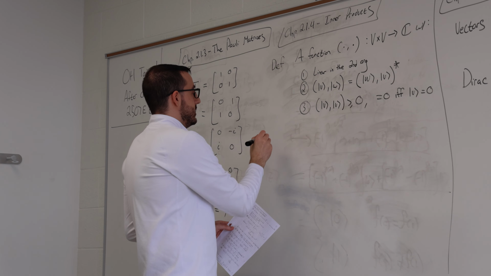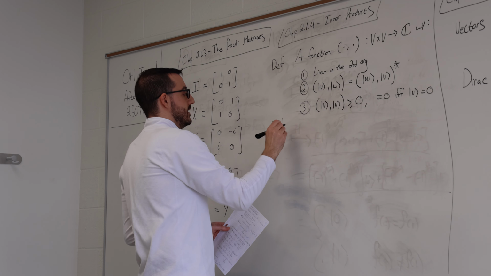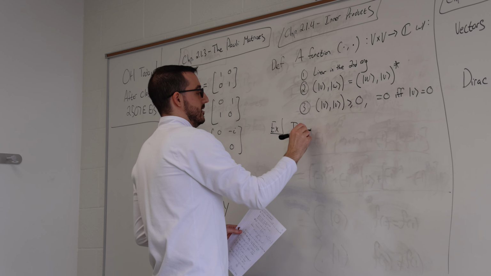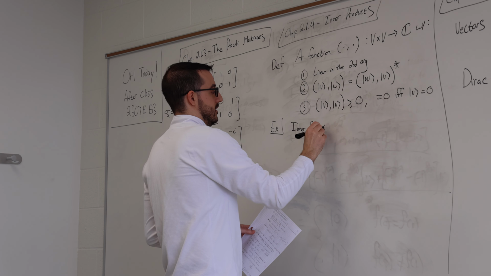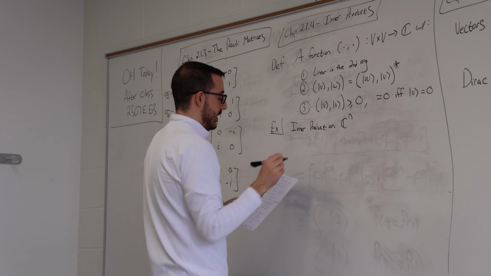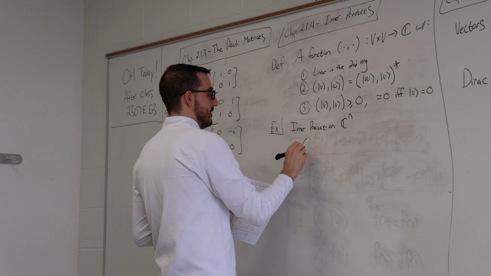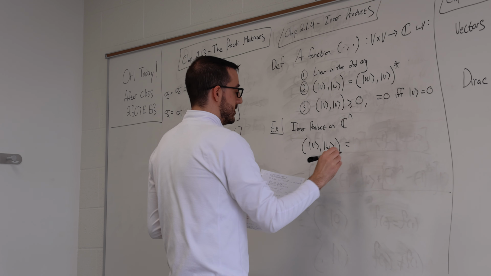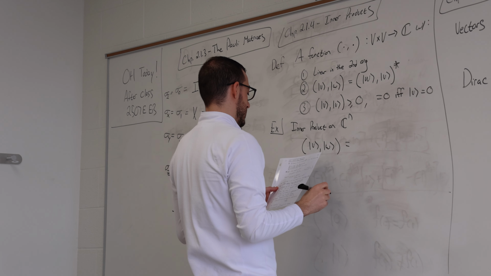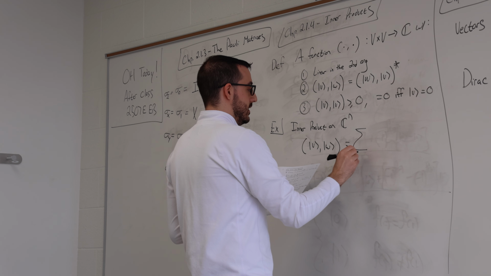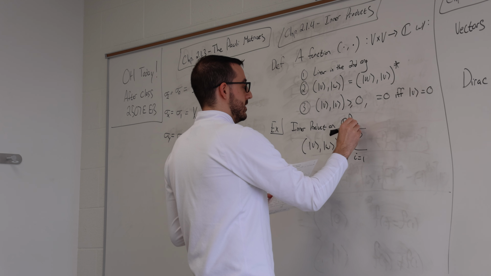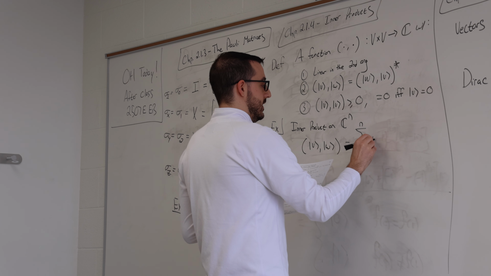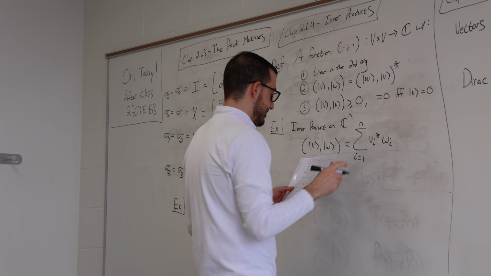So you should be familiar with, as an example, the inner product on Cn. How do I do this? Given two vectors V, W with components V1 through Vn and W1 through Wn, it's equal to a sum over i going from 1 to n, Vi star Wi.